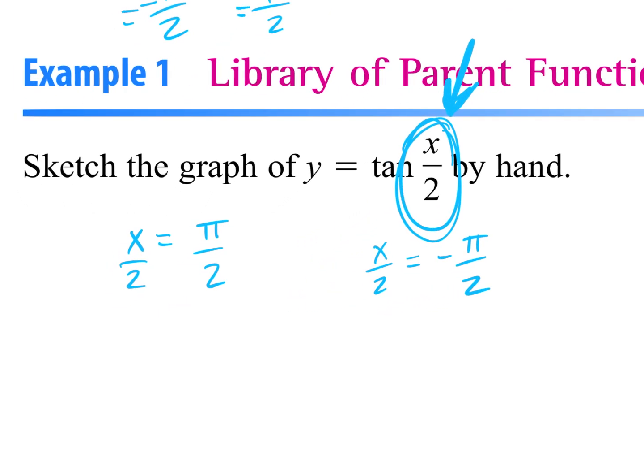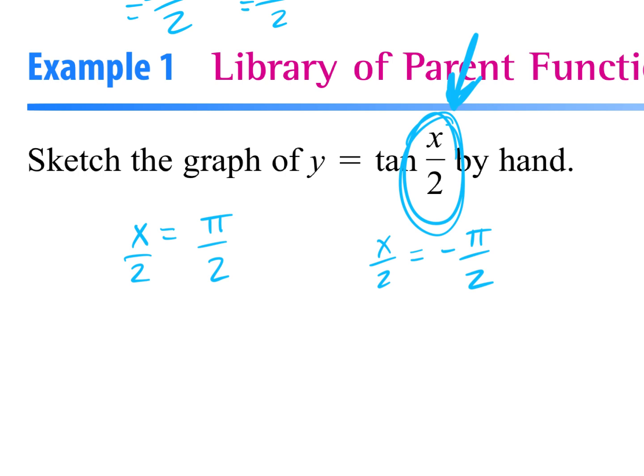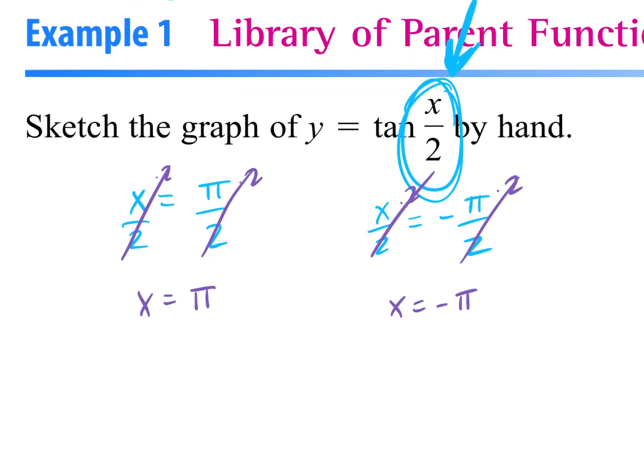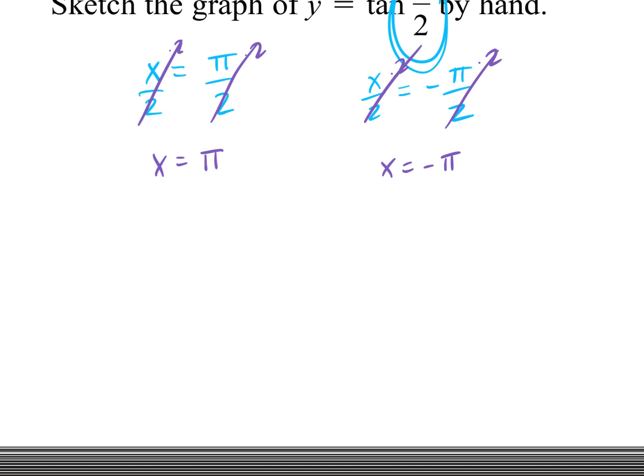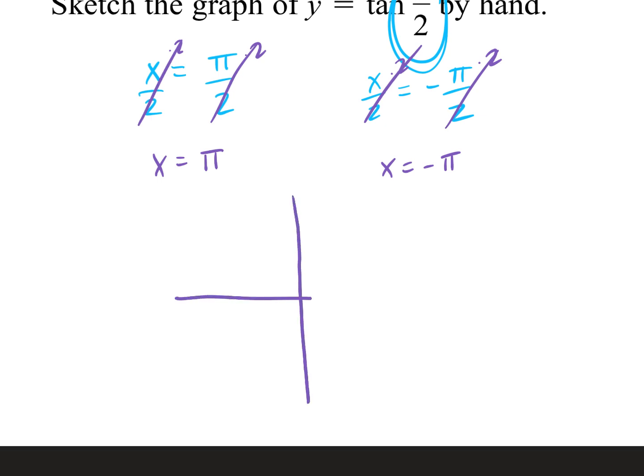So in the first one, how would I solve for x? Multiply by 2 on both sides. So x is equal to pi. Do the same thing with the second. We multiply 2 on both sides, so x is equal to negative pi. So these are our 2 main asymptotes here. So I'm going to draw my graph. I'm going to put an asymptote at pi and another one at negative pi.